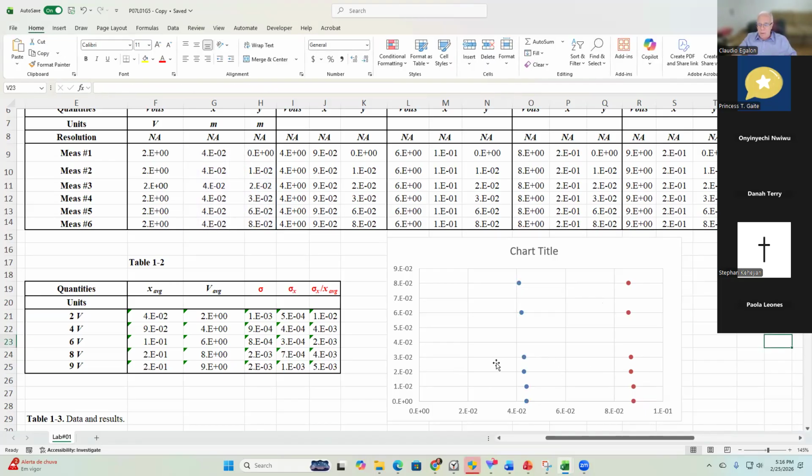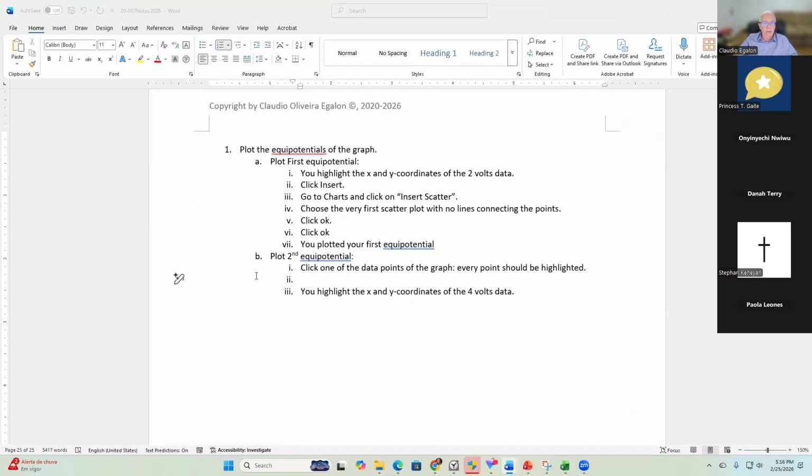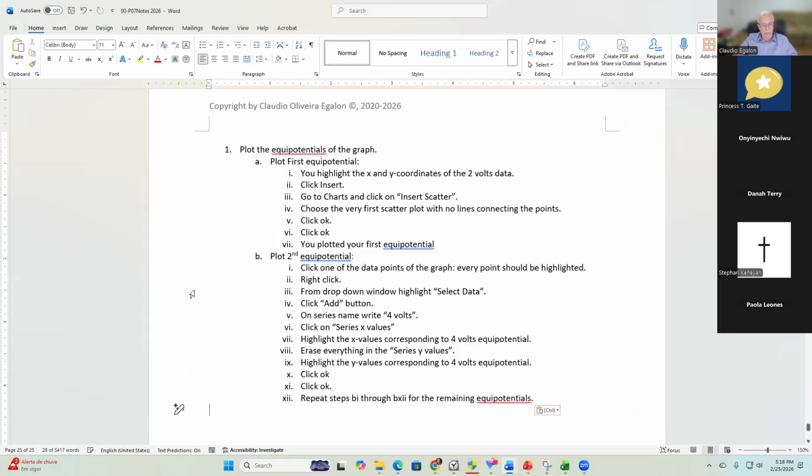So do you see now that we have 2 equipotential curves, right? Or 2 equipotential lines. This is the 2 volts. This one is the 4 volts. And my electrode is right in here. It doesn't show, but it's right in here. My half electrode, right, is right in here in the extreme right. And I am going to copy and paste what I just did. So you have the instructions, second equipotential right here.